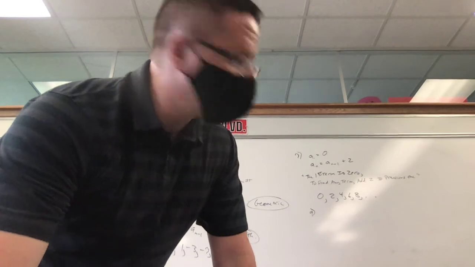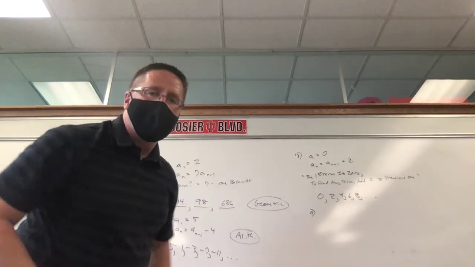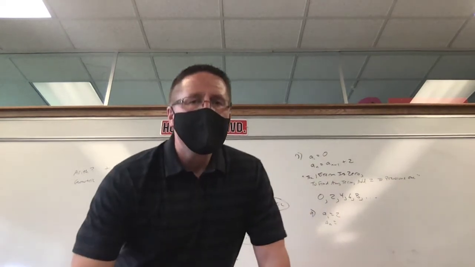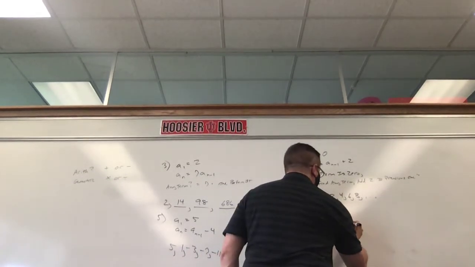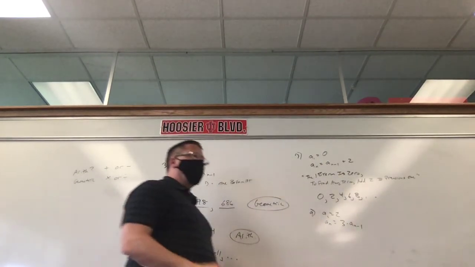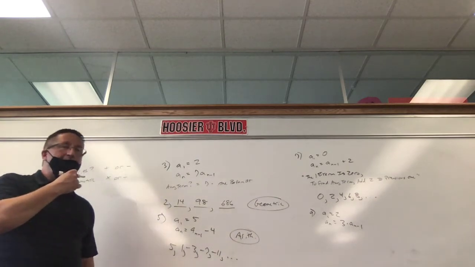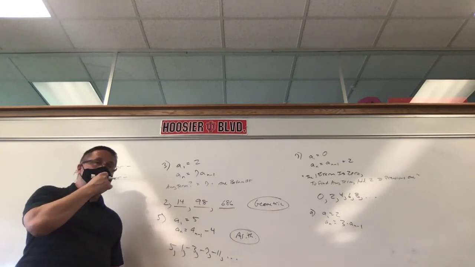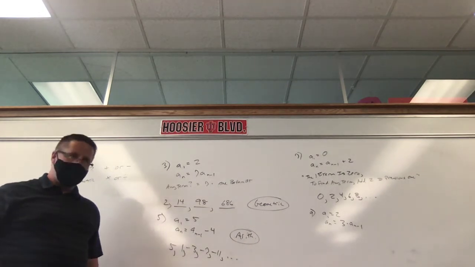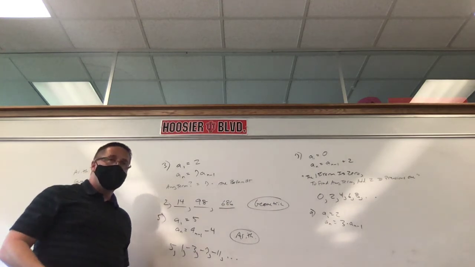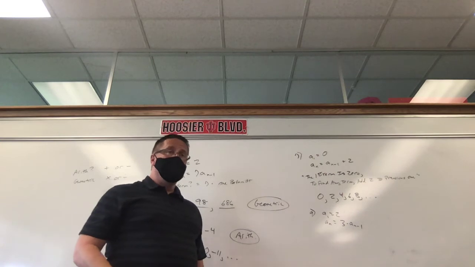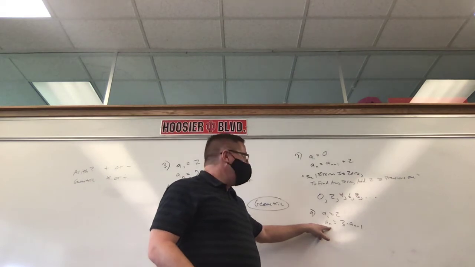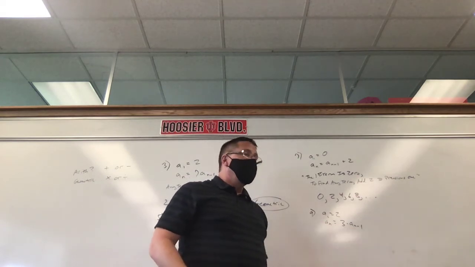All right, number 9. We have a sub 1 is 2, and a sub n equals 3 times a sub n minus 1. In everyday language, I'm not going to write it every time. Here's what I do. If you can say it out loud, great. If you can't, write it down until you have it memorized. What is this saying in everyday language? What does a sub 1 is 2 mean? The first term is 2. This one is saying to find any term, you do what? Take 3 times the previous one.